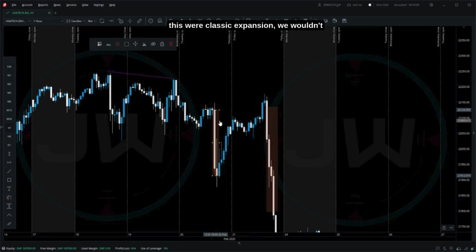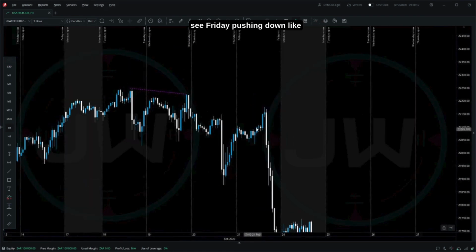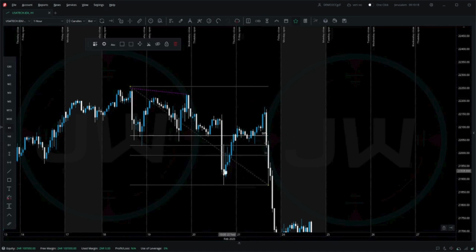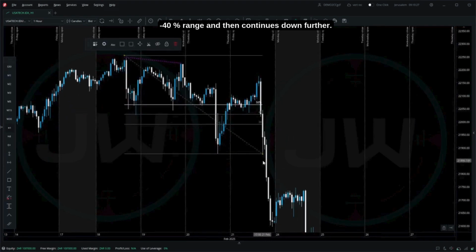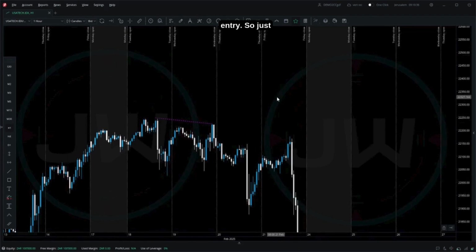If this were classic expansion, we wouldn't see Friday pushing down like that. This would be the weekly range. Price moves way past our 30-40% range and then continues down further. So no, this would not be a classic expansion because we don't even have a TGIF entry.